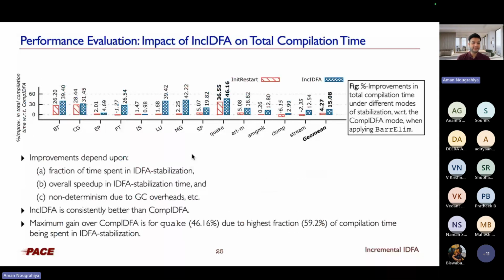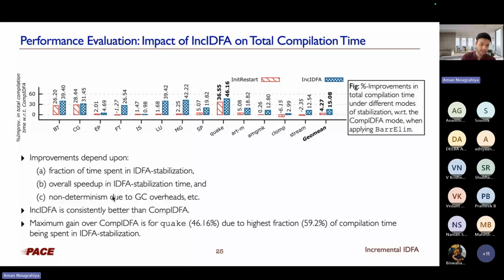So this is the percentage improvement in total compilation time for the various benchmark programs, again for Inc IDFA and init restart as compared to the baseline, which is comp IDFA. These improvements will depend upon the fraction of time that was spent in IDFA stabilization, which is the overall speed up from the previous graph. And then again, some non-determinism inherently creeps in because of the garbage collection overheads when we talk about JVMs.